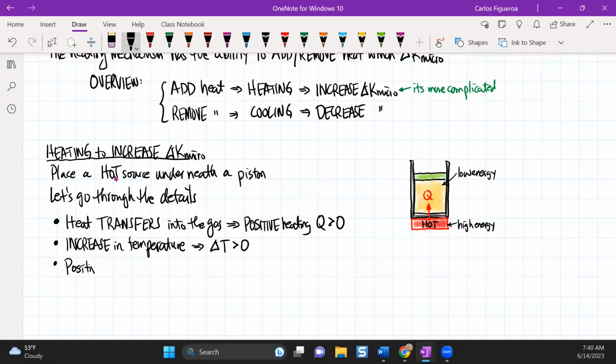As a consequence, positive heating increases K micro. In other words, the fact that I have positive heating changes the internal energy of the gas, which of course changes K micro, and that is positive.